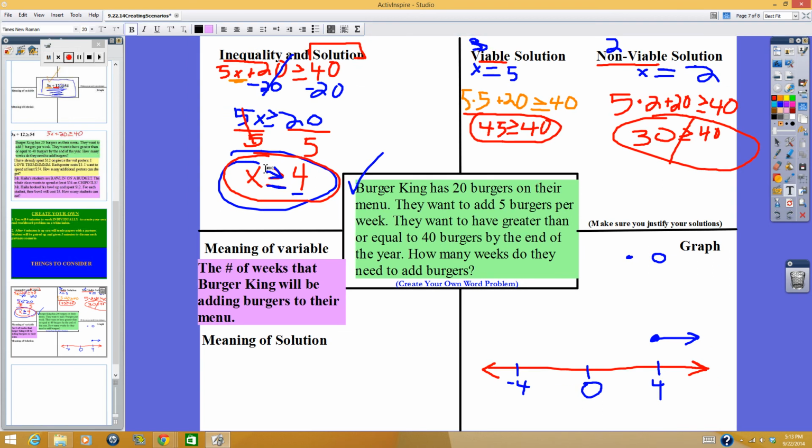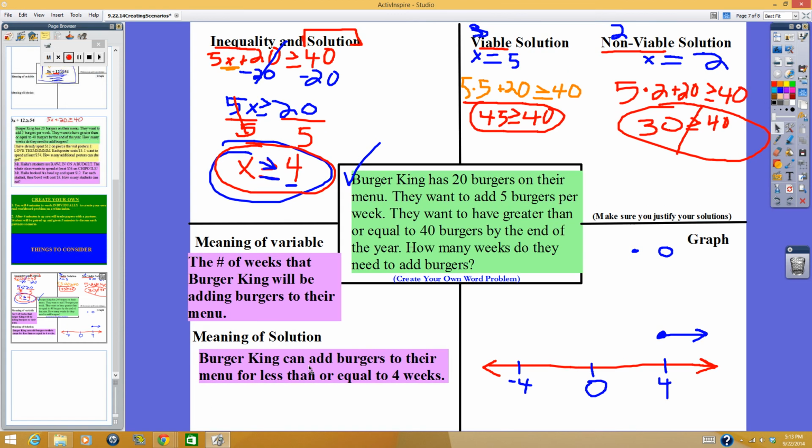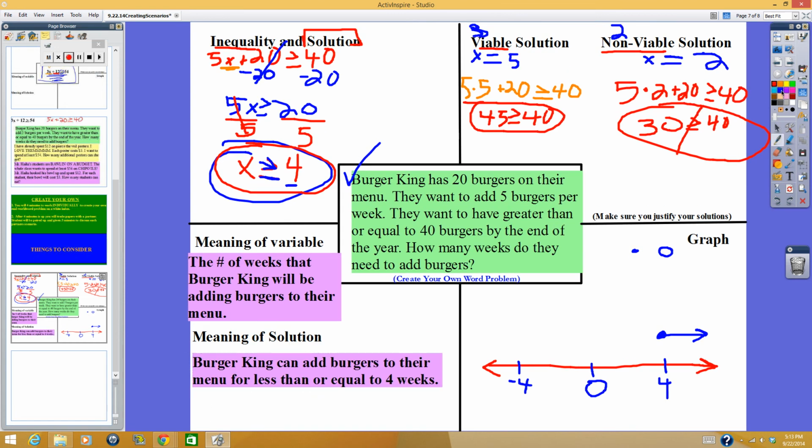So if our solution is x is greater than or equal to 4, that means that Burger King can add burgers to their menu for 4, or I'll say less than or equal to 4 weeks. Alright? So this matches exactly with what we talked about over here and here. It's kind of a blend of the two.